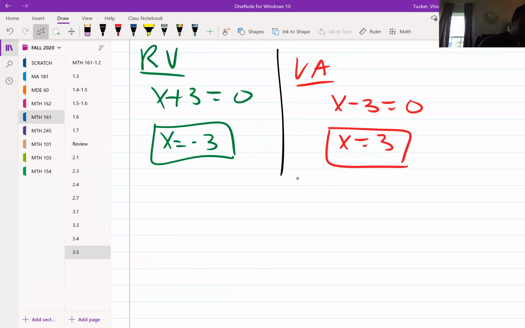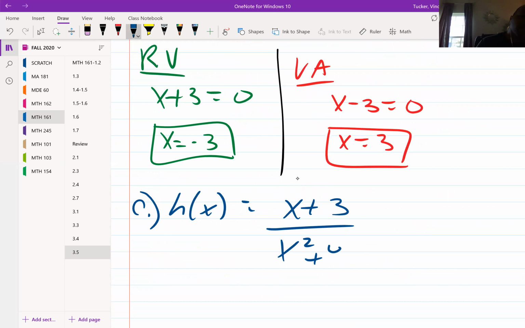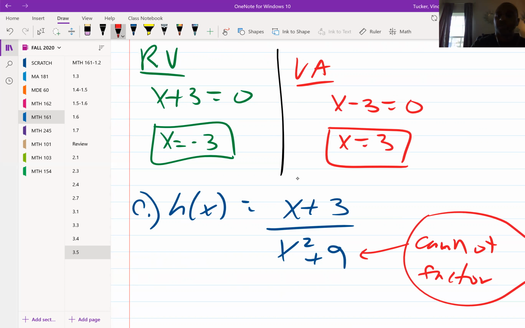All right, one more out of this example before we look at horizontals. (x + 3)/(x² + 9). When we look at x² + 9, we cannot factor that, so we don't have to worry about trying to cancel it out with x + 3. Remember, you can factor x² − 9, but you cannot factor x² + 9. That's the difference between the difference of squares versus the sum of squares.